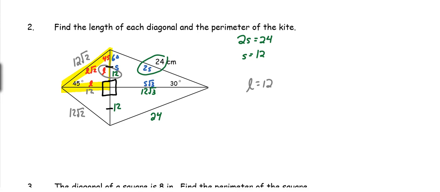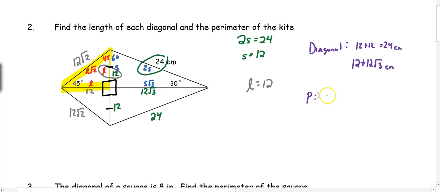So now to find the length of each diagonal, the first diagonal I'm going to do is my shorter diagonal. So 12 plus 12 equals 24. The second diagonal is 12 plus 12 root 3, and there's no way to simplify that, so I'm just going to leave it. And then my perimeter is 12 root 2 plus 12 root 2 plus 24 plus 24. So I get 24 root 2 plus 48.